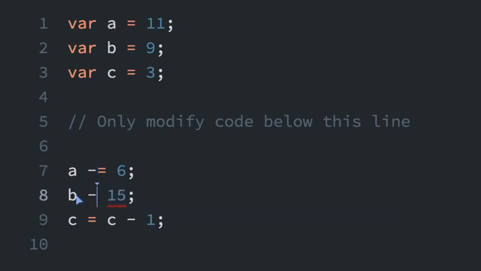Same here, so we can do minus equals 15. C equals c minus 1, we can do c minus equals 1. So it just subtracts the number from the original value and then assigns that new value to the variable.